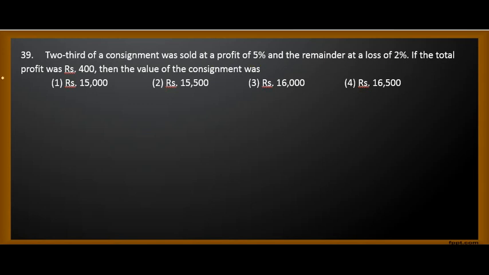If the total profit was 400 rupees, then the value of the consignment was. Now 2/3 of a consignment was sold at a profit of 5%. Whenever you are dealing with a fraction, simply concentrate on the denominator. What is the number in the denominator? Third. Assume the total consignment goods are 3x. What is 2/3 of 3x? Which is 2x. On this there is a profit of how much? 5%. So I will write 5%.